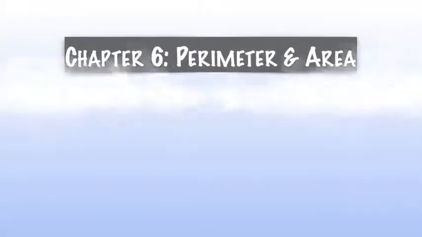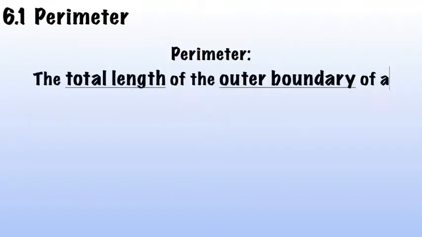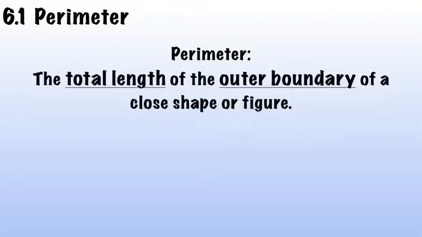For chapter 6, we are going to talk about perimeter and area. So 6.1 is about perimeter. Perimeter means the total length of the outer boundary of a closed shape or figure.